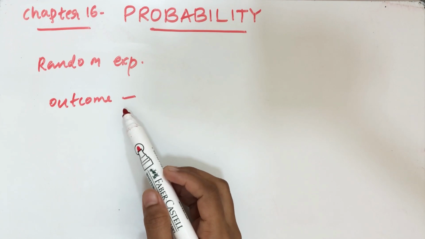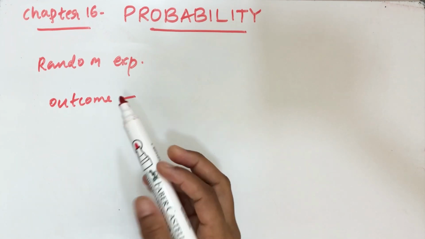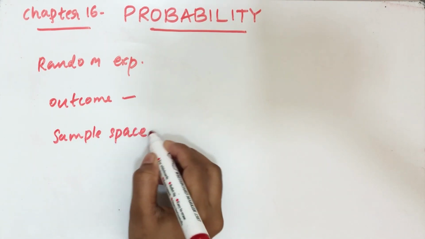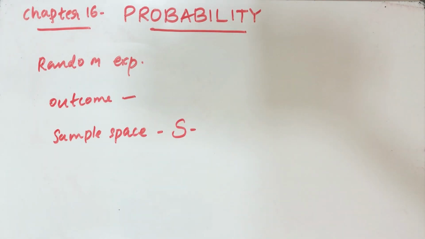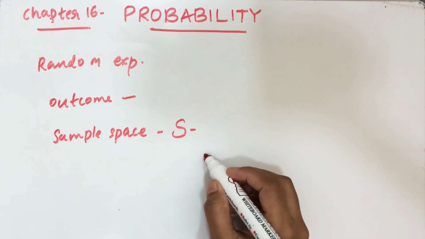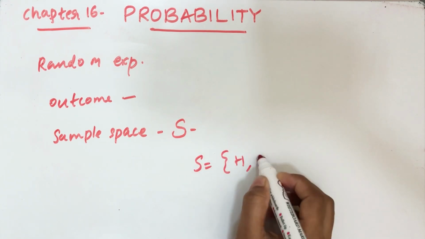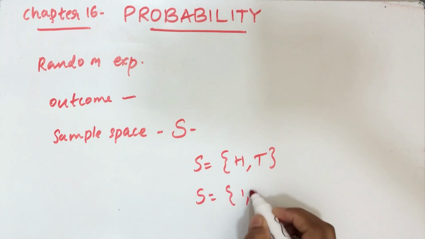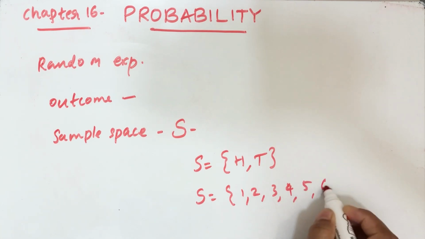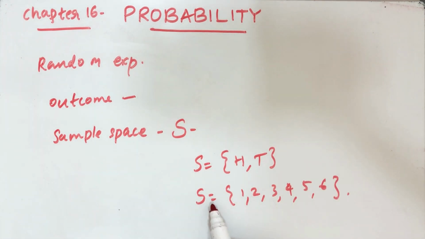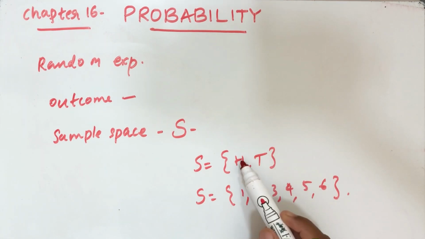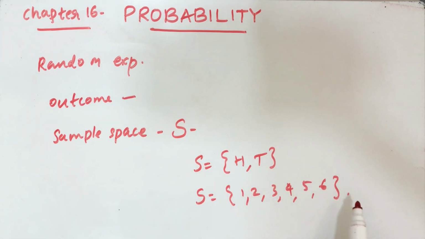A collection of all the possible outcomes of a random experiment is called a sample space, or we can say a sample space is the set of all possible outcomes of the random experiment. We denote it by S. For example, in the experiment of tossing a coin, sample space S is equal to {H, T}. And in the experiment of rolling a die, the sample space is equal to {1, 2, 3, 4, 5, 6}. Sample space is the set of all possible outcomes. In tossing a coin, the possible outcomes are a head and a tail. Like that, in rolling a die, all possible outcomes are the set {1, 2, 3, 4, 5, 6}.